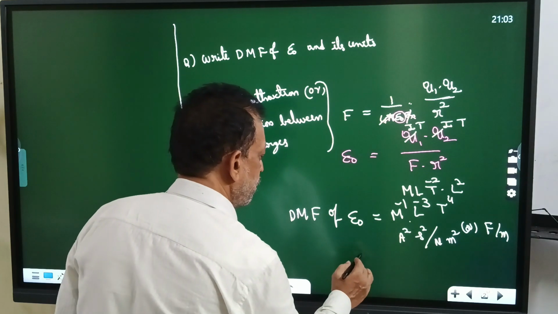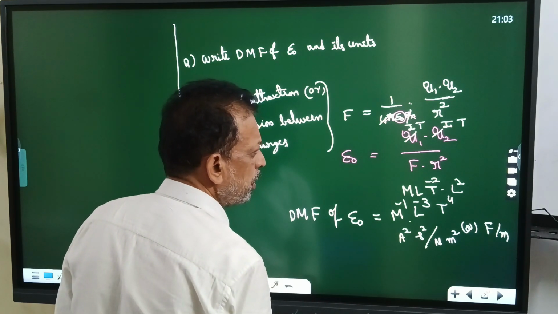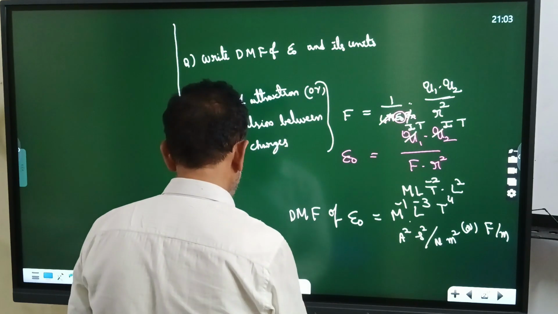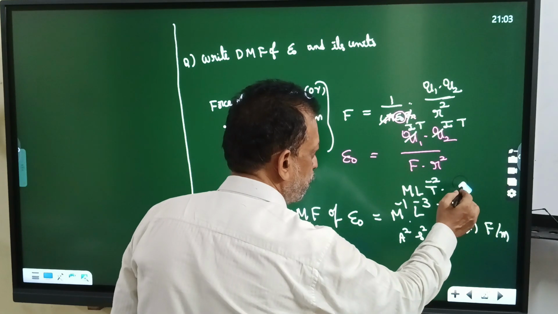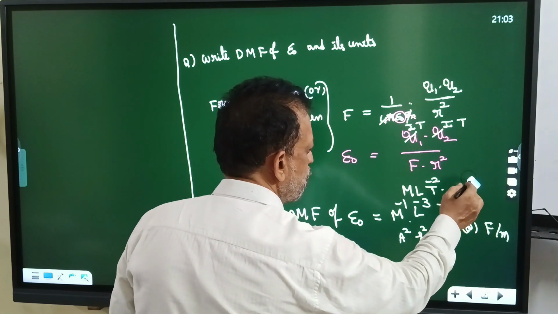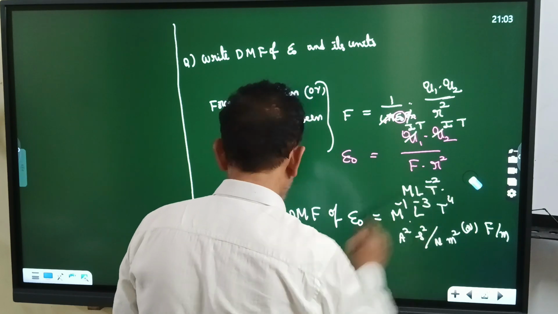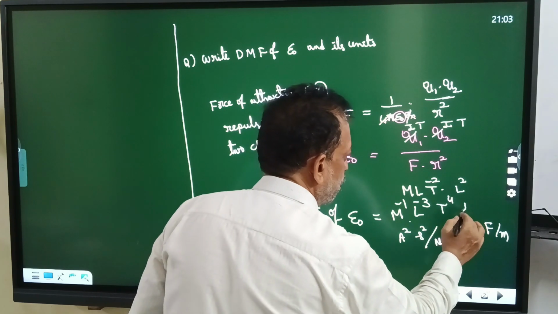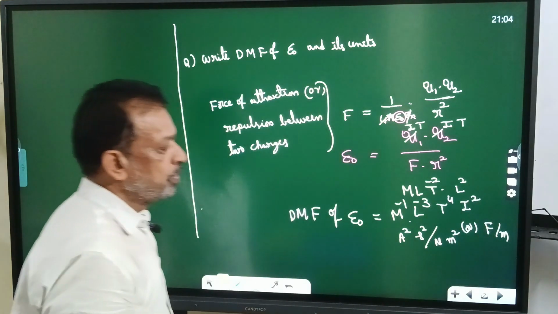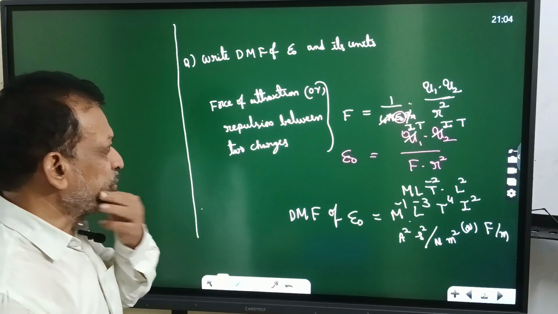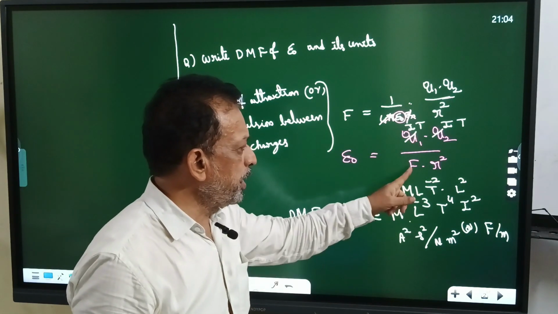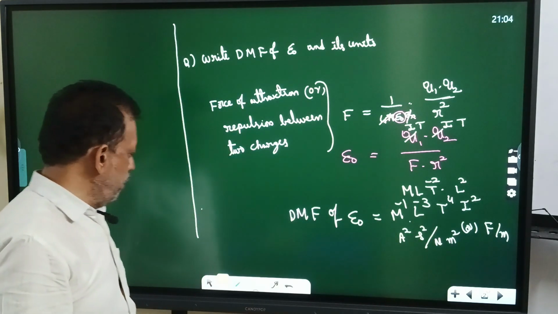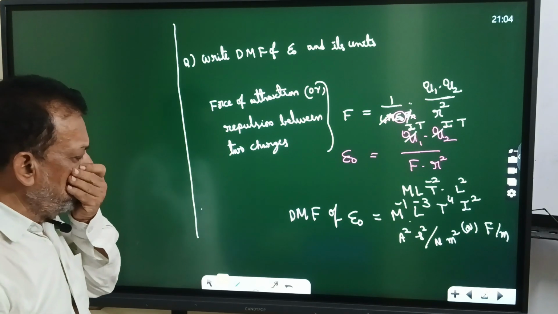Dimensional formula I square. Oh, sorry, I wrote L square instead of I square. You correct it, sorry. So ampere square, second square, denominator Newton meter square. Right, correct. I square is not written. Completed? No, the unit is okay.